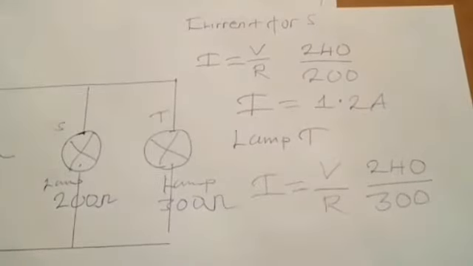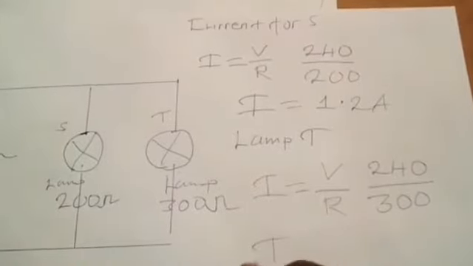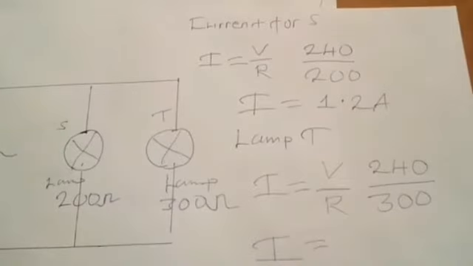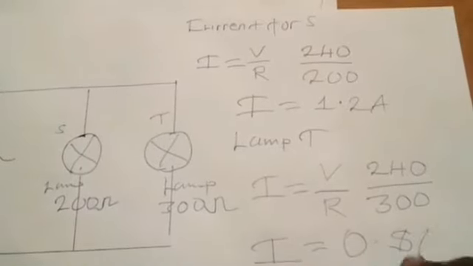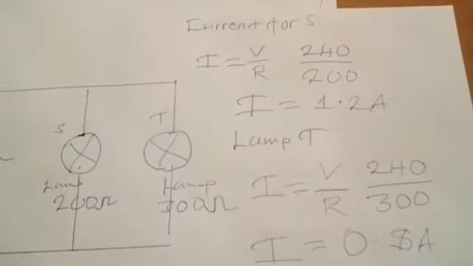So now I'm going to say current. When I punch on the calculator, it will be 240 divided by 300, and I get 0.8 amps. Then I have calculated the current through lamp S and lamp T.